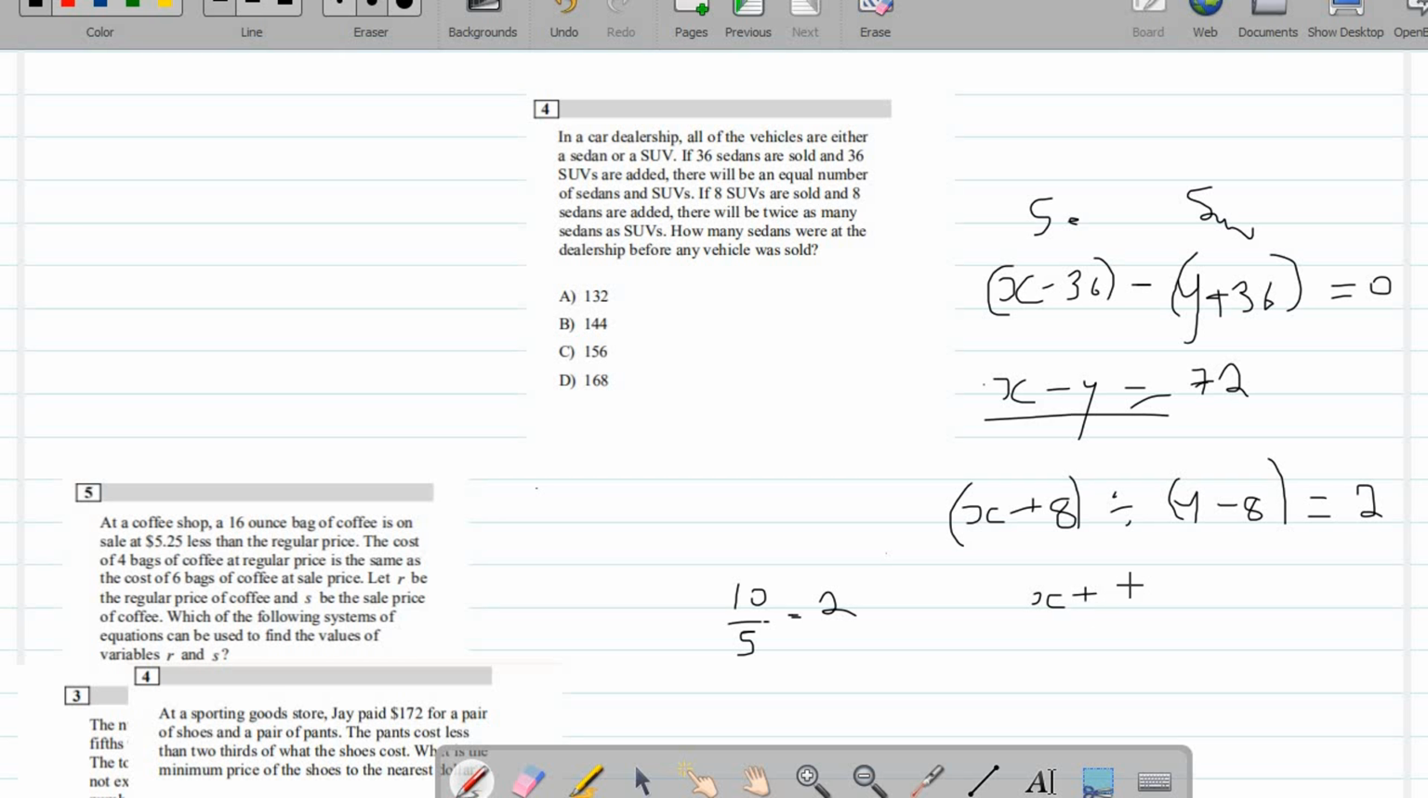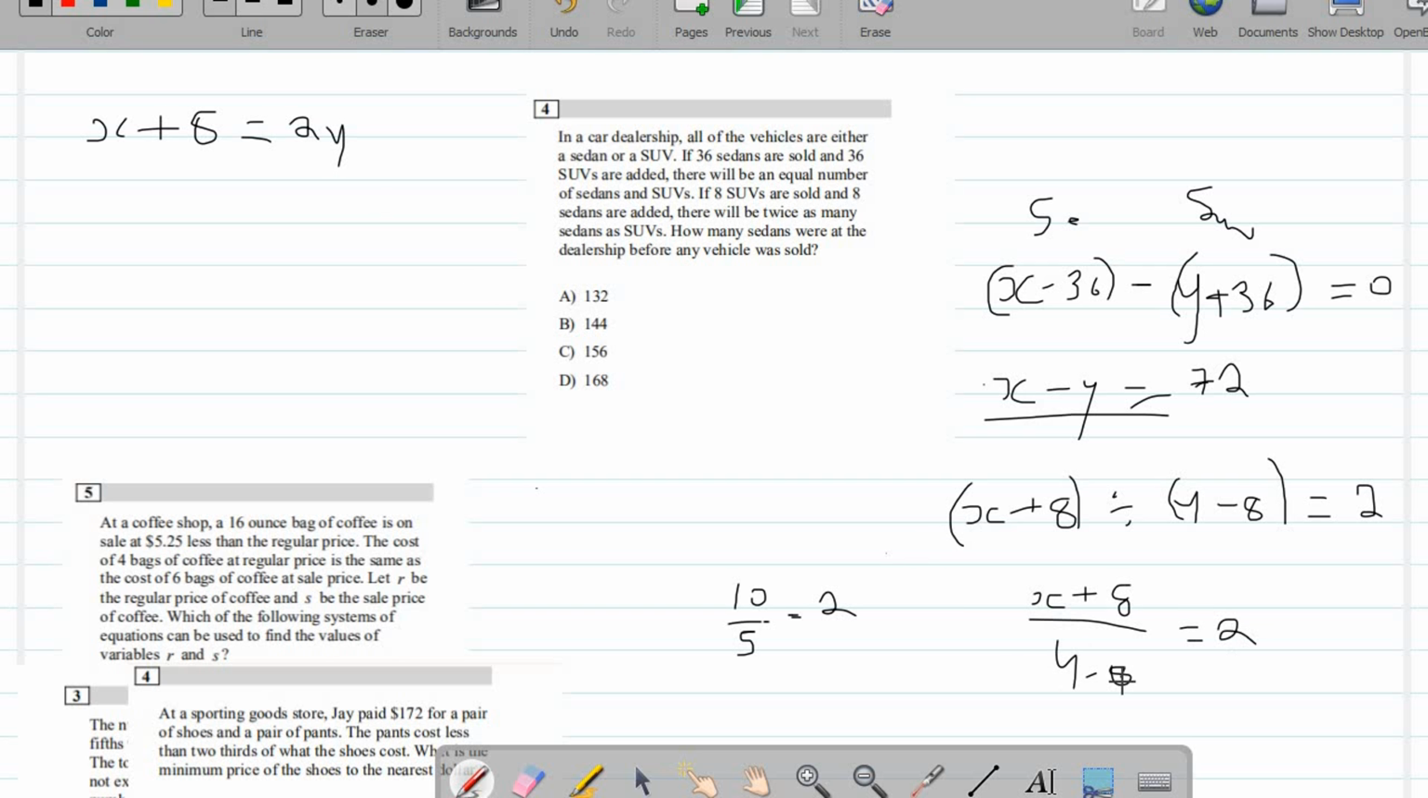X plus 8 over Y minus 8 will give you 2. So carry Y minus 8 to multiply that side, and you have this. Okay, so it's the same thing as writing 2 here, equal to 0. So let's just go with it. So we have X plus 8 equal to 2Y minus 16.